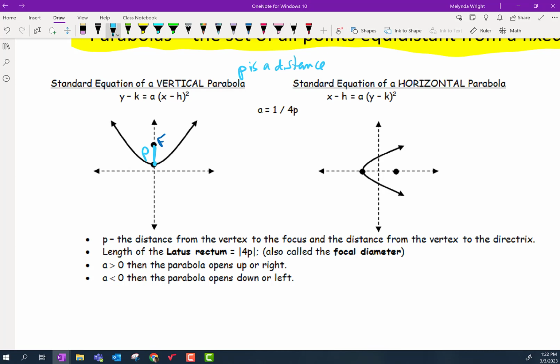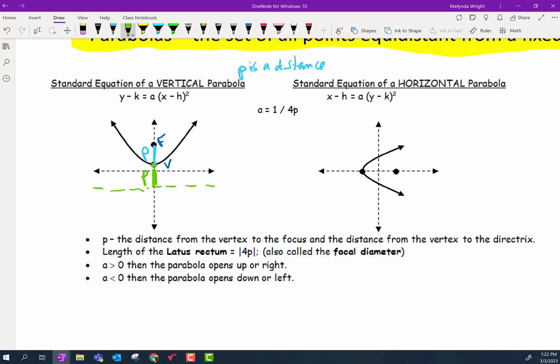It's actually the distance between the vertex. So this is a vertex. Right there, that point is a vertex. The vertex and the focus. It's also the exact same distance as between the vertex and the directrix. This is also P. That is a significant number for us. That's very important to us when we're dealing with parabolas. It's going to allow us to find equations of parabolas.